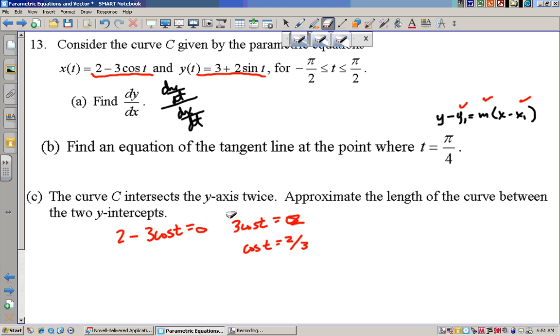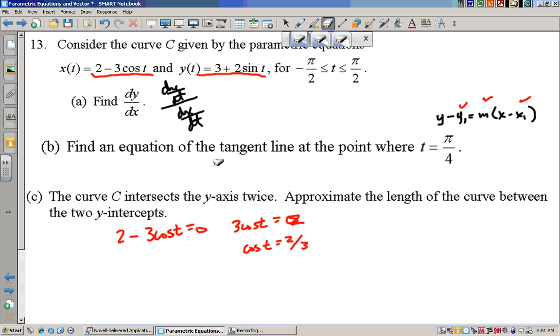Now I do want to talk about this last problem here. Since the curve C intersects the y-axis twice, what you need to remember is the y-axis is any value when x is 0. So anytime it crosses the y-axis, you know that it will cross at a point, and you know that point will have the x-coordinate be 0. So that was the tricky thing with that problem. We have to know x has to be 0, or like I wrote here, that 2 minus 3 cosine of t has to equal 0. Again, just think about that. You can discuss this in class.